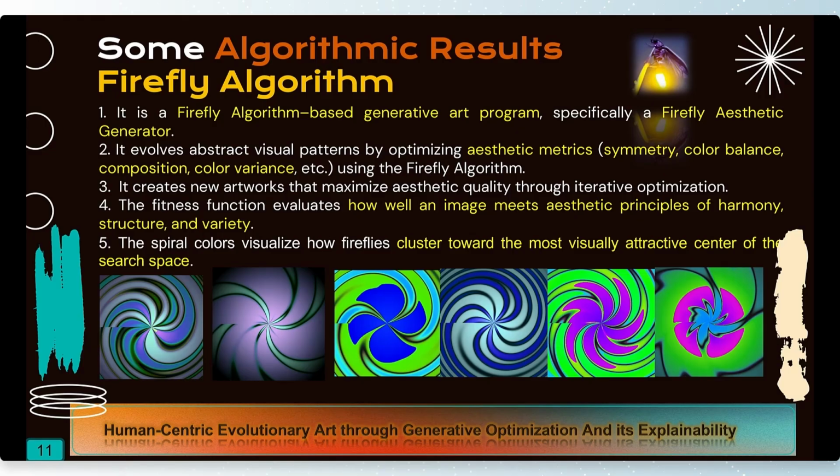The fitness function evaluates how well an image meets aesthetic principles of harmony, structure, and variety. The spiral colors visualize how fireflies cluster toward the most visually attractive center of the search space. As you can see, each result is the output of a separate run with different parameters.